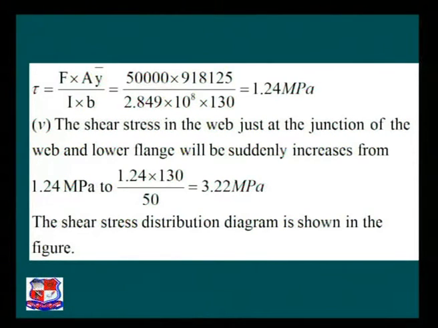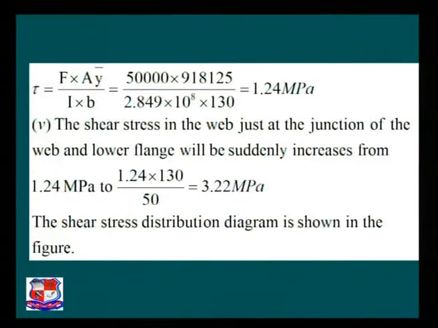This is the variation at the junction from flange to web. Now the shear stress in the web, just at the junction of the web and the lower flange, suddenly increases from 1.24 Newton per mm square by the ratio of the width of flange to the width of web, that is 130 divided by 50, multiplied by the computed value of tau.